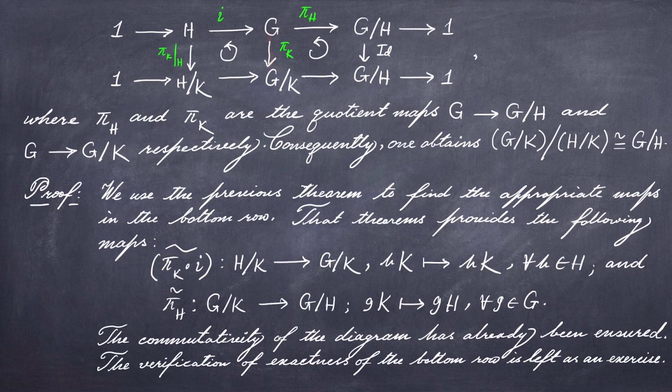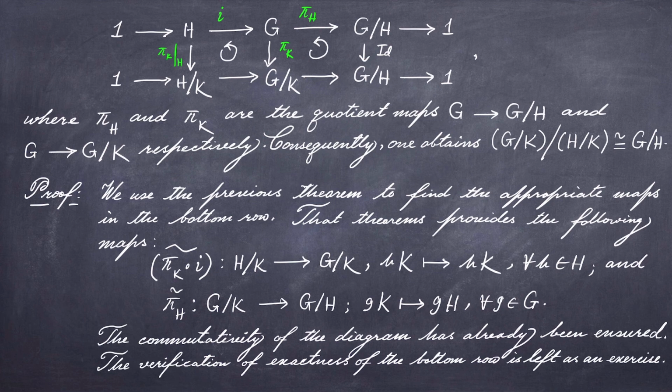This map is the quotient map, and we restrict that to H, and this map is the identity. So according to the third isomorphism theorem, we have homomorphisms such that this diagram commutes, and each row is exact. Since each row is exact, it follows immediately that this is nothing but the quotient of G modulo K, modulo H modulo K. So that follows from the exactness.